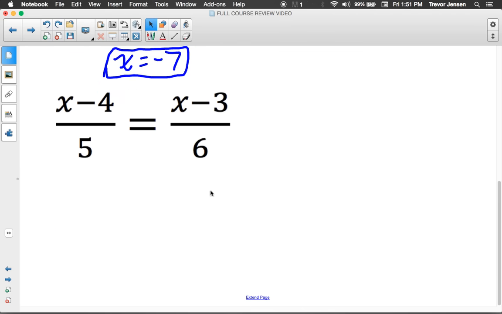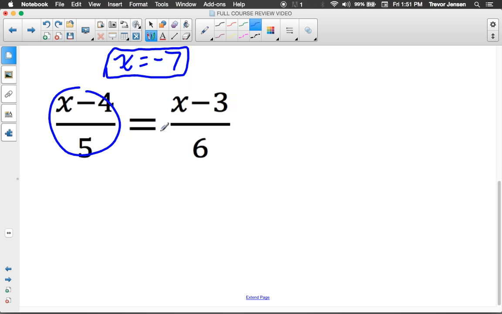What I have here for this next example is a special case that we can use. Now we could multiply both sides by 30 to get rid of the brackets. That works fine, but I have a shorter way. If we have fraction equals fraction, and that's it.